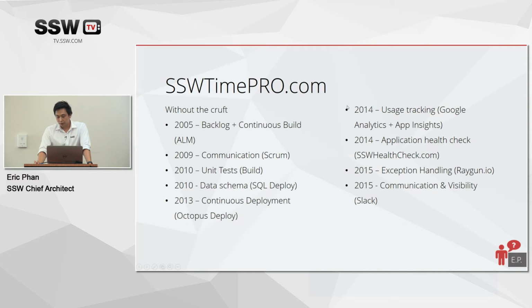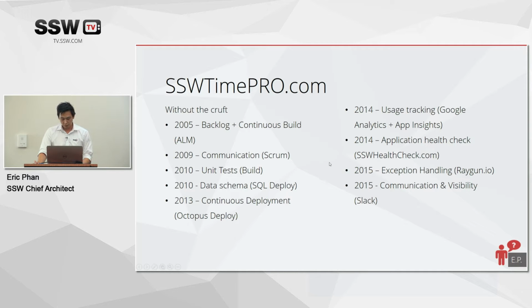Then we added usage tracking, App Insights, and a health check to just check the general health of the application. That's more our integration tests. Then late last year, we added Raygun and also started using Slack among the development team.